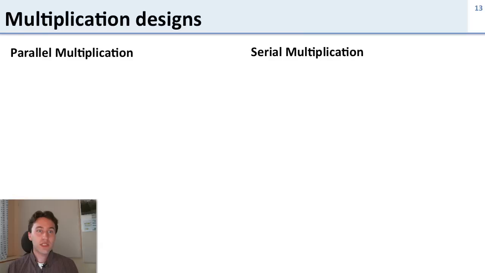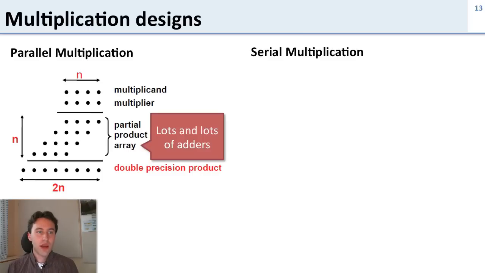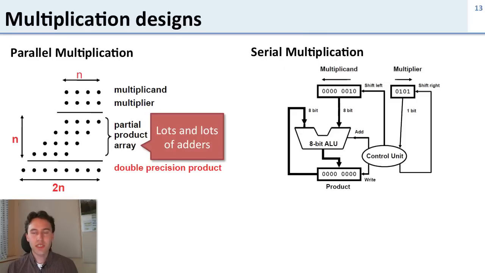Now there are different ways to design multipliers, and I'm going to talk about two general types, parallel and serial. So in parallel multiplication, we have our multiplicand and our multiplier, and we have this array of partial products, just like we saw in the last example. But what we're going to do in the parallel multiplier is add them all up together at the same time. So every one of those little dots in the partial product array is going to be an adder.